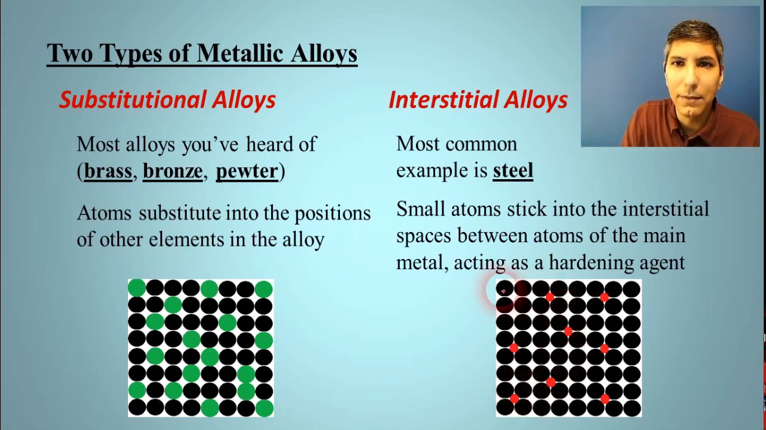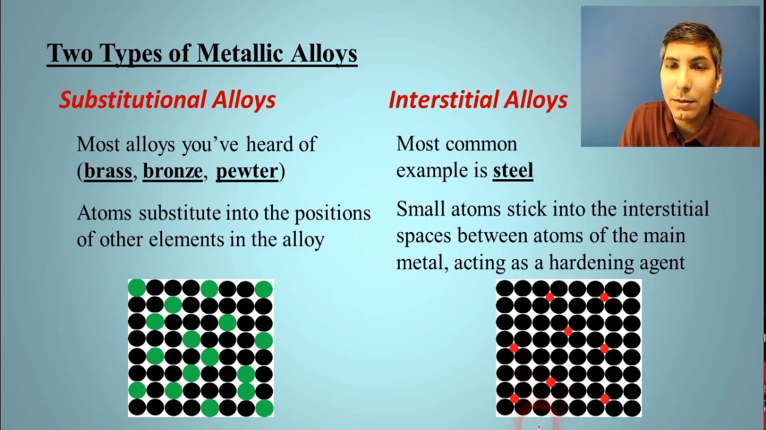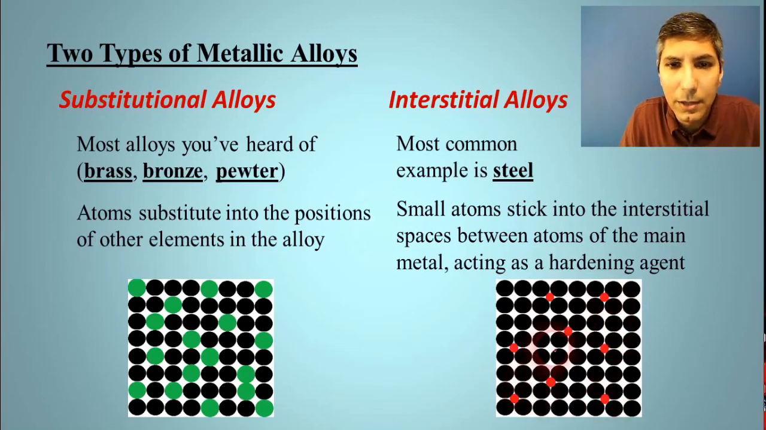And so in the case of steel, the main element is iron. And so these little black circles are basically atoms of iron. But in iron, if you add carbon to it, you make steel. And so these little red circles would be examples of carbon atoms that are actually getting into the interstitial spaces, acting as a hardening agent.